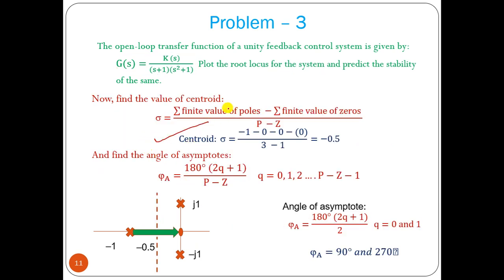So now the centroid: the real part of the finite poles. So minus 1 and plus minus j, so that will be 0, and 0 at s equal to 0. Okay, so it will be minus 0.25. So at minus 0.5 we have this, and p minus z equal to 2. Okay, so we have q should be 0 and 1.